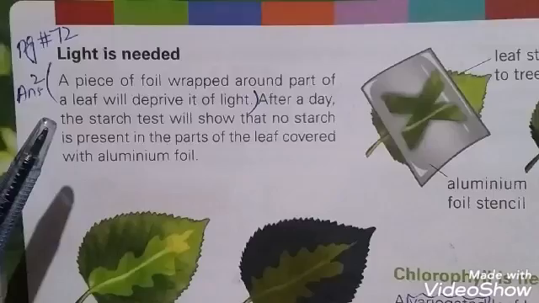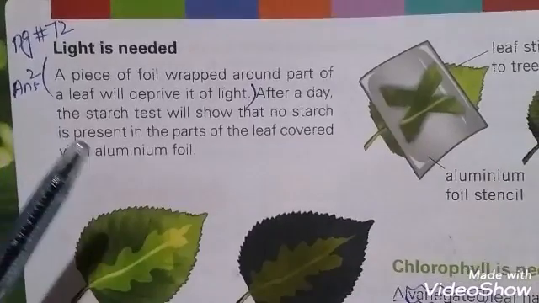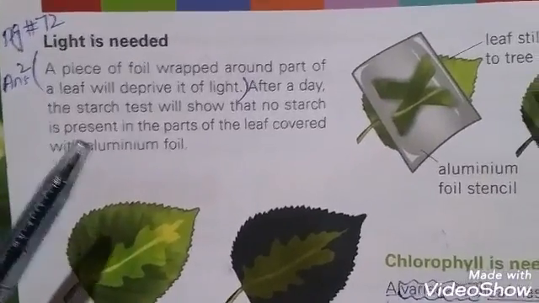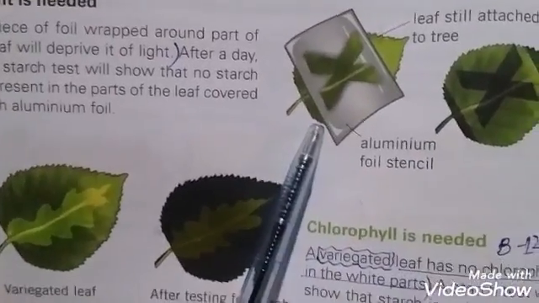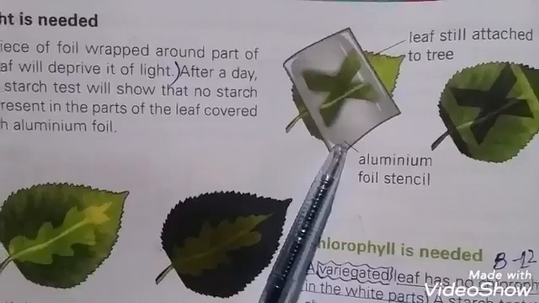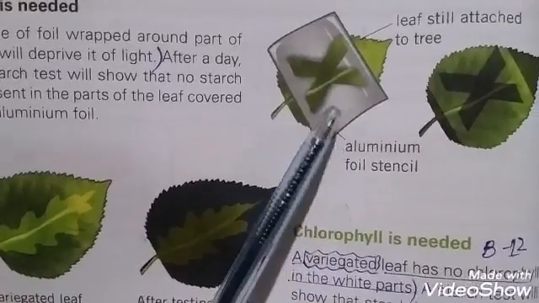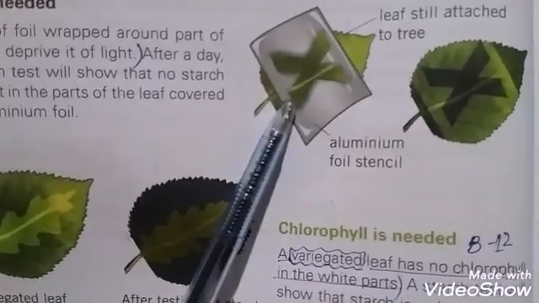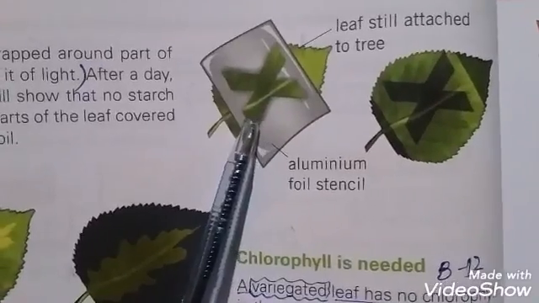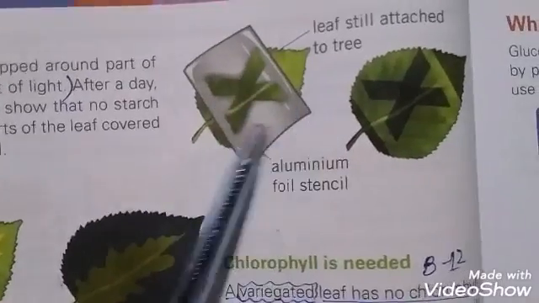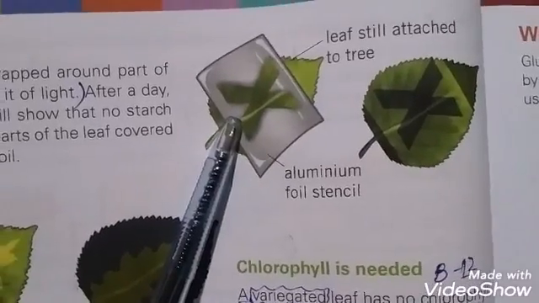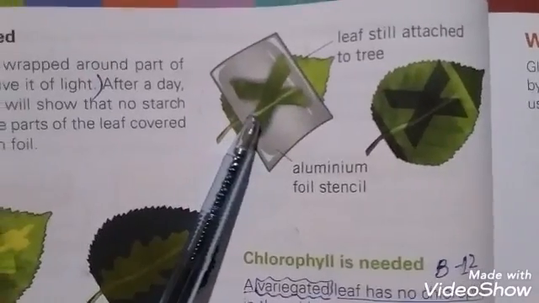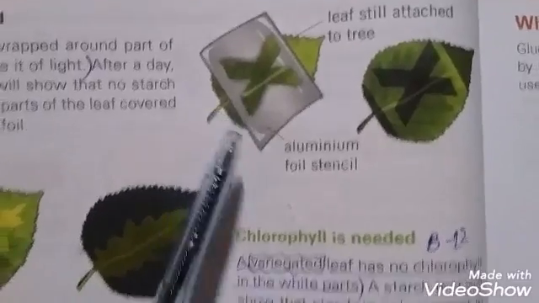Next, light is needed. Wrap foil around a part of a leaf to deprive it of light. After a day, use the starch test to show whether light is needed for the photosynthetic process or not. After the day, if the starch test does not show on the part of the leaf that is deprived of light, then it is proof that light is needed.